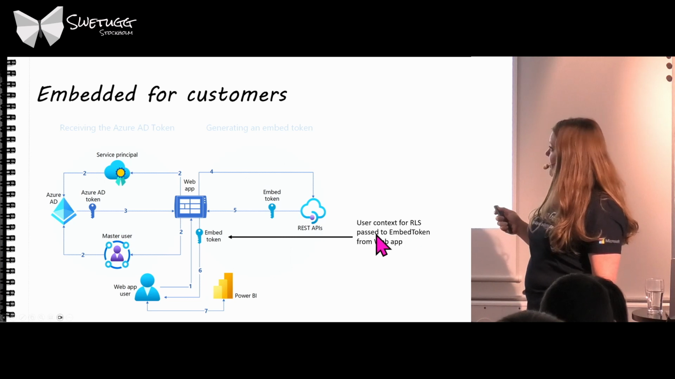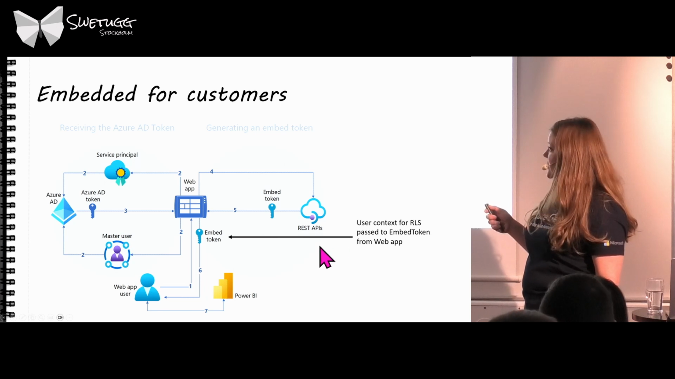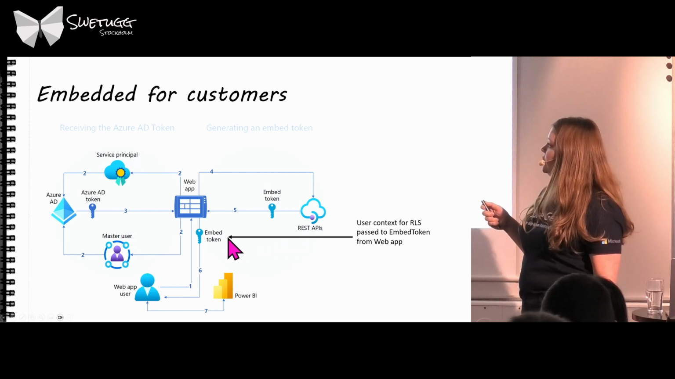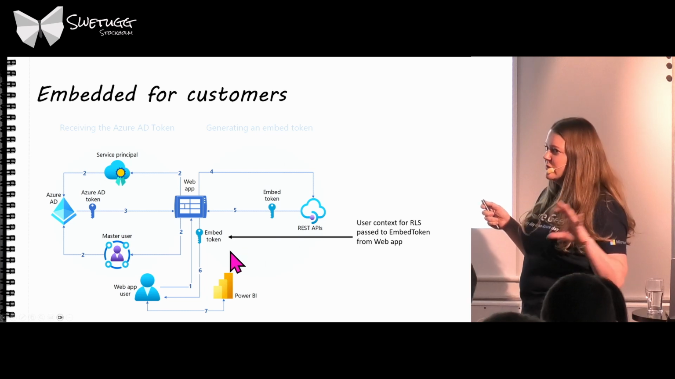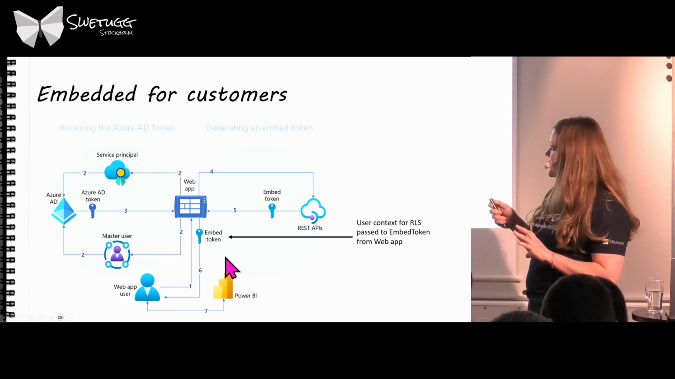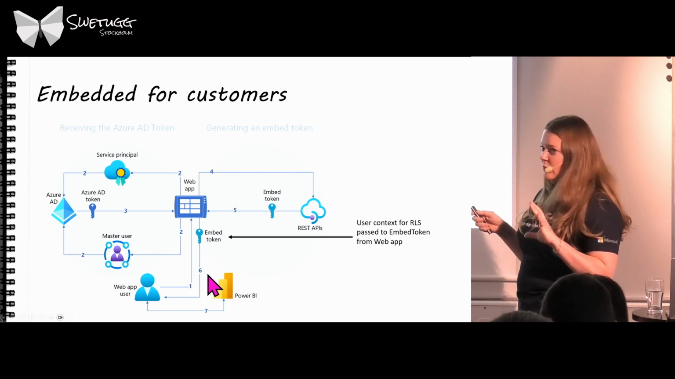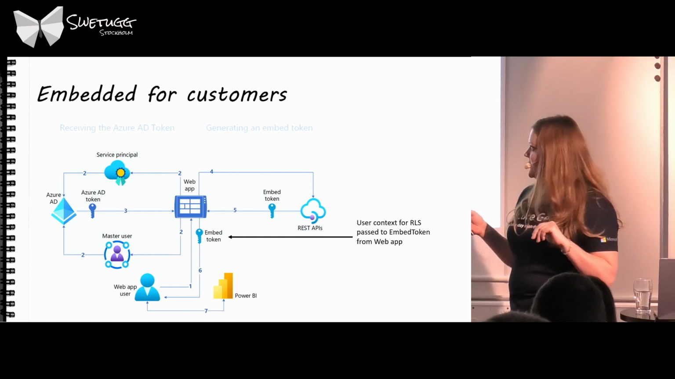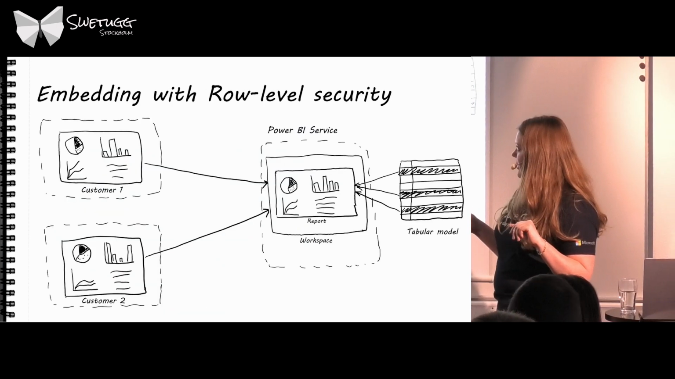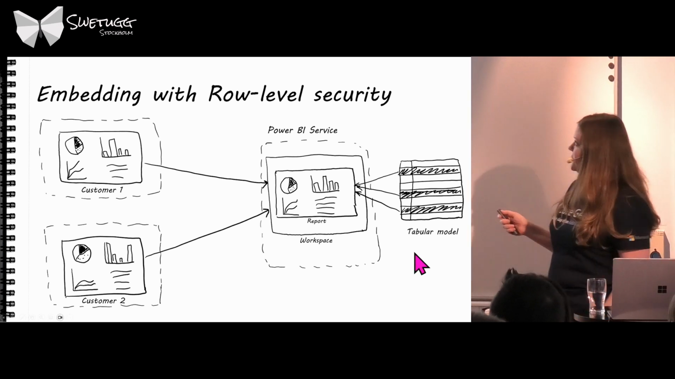And in this embed token, you can pass context for row level security to define what your users from different organizations should be able to see in Power BI. Who has heard about row level security? Good. I think this concept is not clear, but I will explain. You will understand. What is row level security?